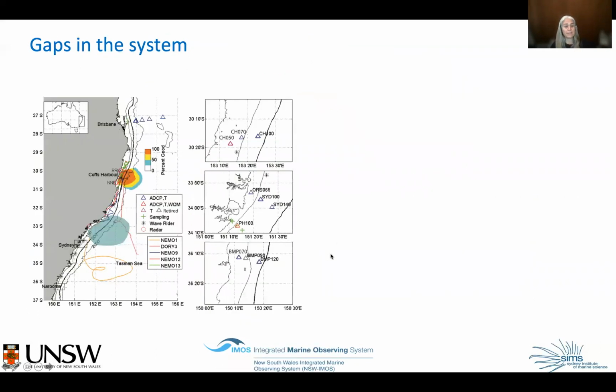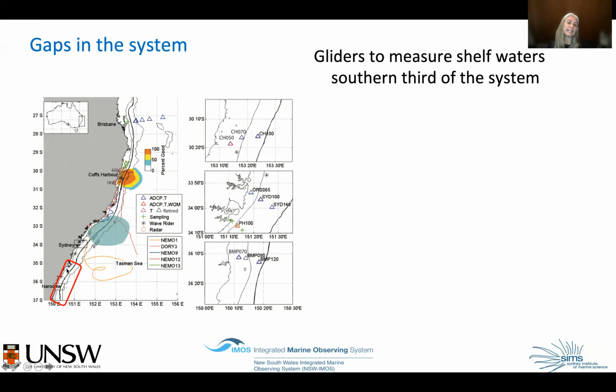In terms of gaps in the system, I think we're doing very well. As I said, the EAC is fairly well observed, but I can, of course, be highly critical and identify gaps as well. So firstly, as I said, we've done the northern part of the system with gliders, and now we're working on the central part of the system with gliders on the shelf, but a very big gap is the southern third of the system.